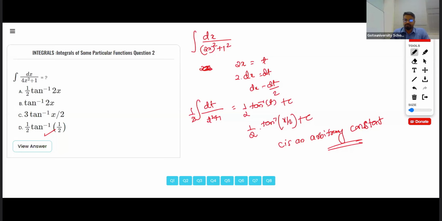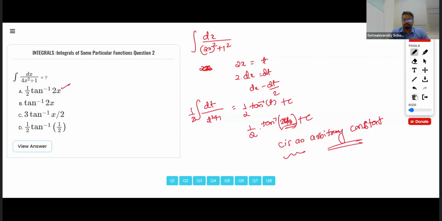So t is actually 2x, right? Yes, it is 2x. T is 2x, which is in option A. They have not mentioned the constant part, so it's not a problem. If they have not mentioned it in the option, we don't have to worry about it. But if it is a subjective question, you be careful, you write everything properly.